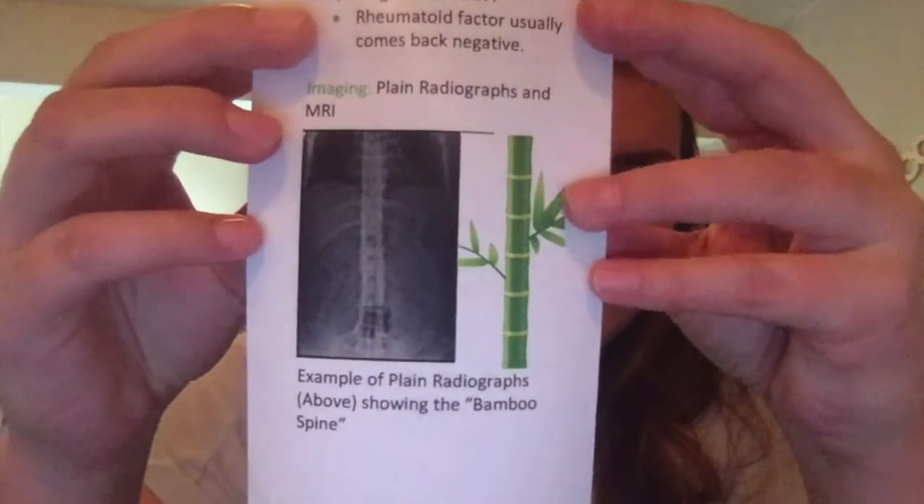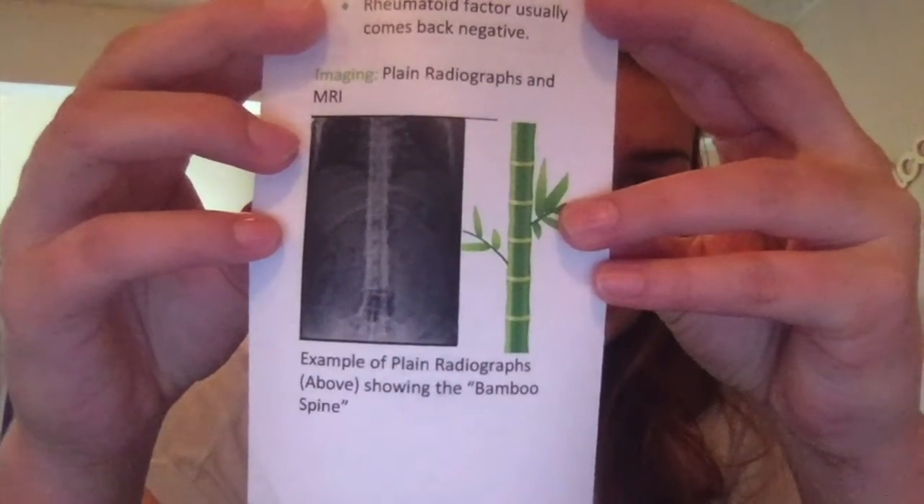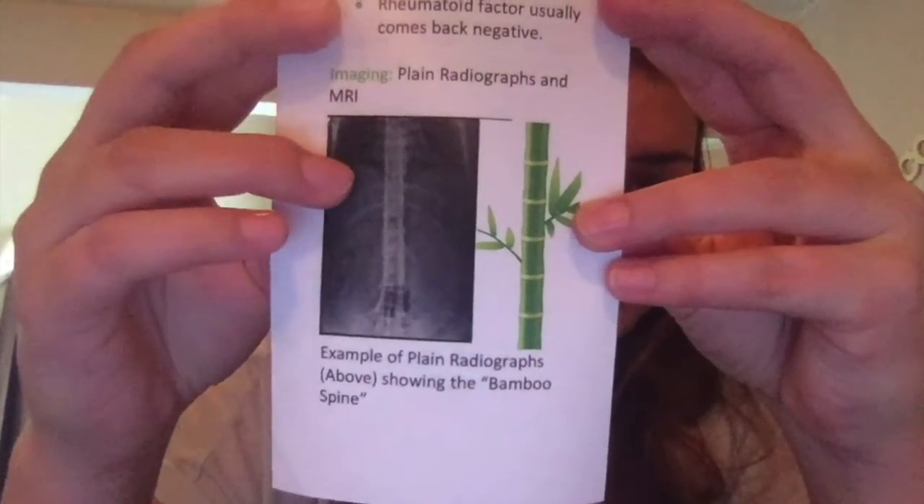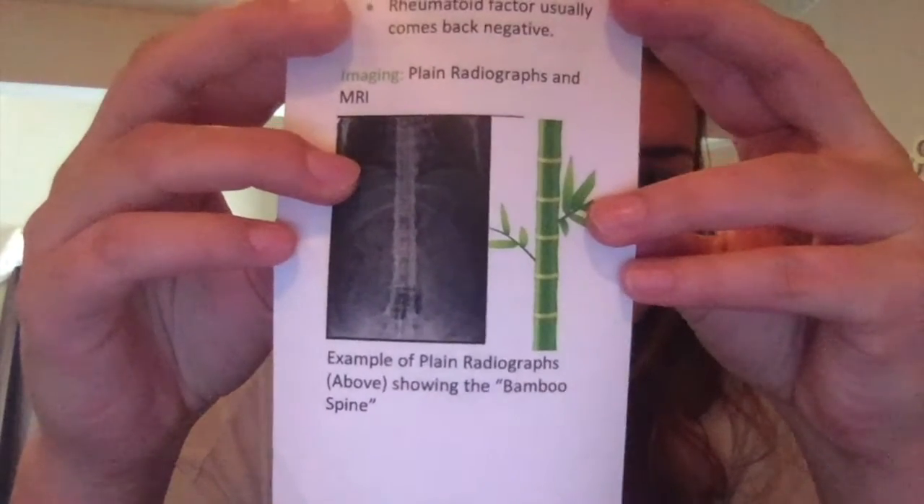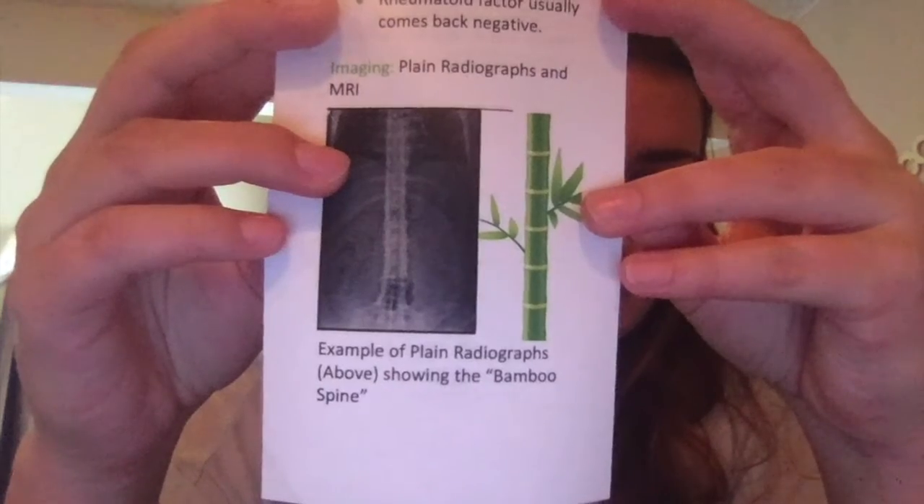Also, you will have imaging, which is usually just a plain radiograph, which is just an X-ray. Also, an MRI. So I'll show you this picture of what the X-ray will look like. This will show your bamboo spine, and usually the spine won't look like this until you are at more of an advanced stage of this disorder.